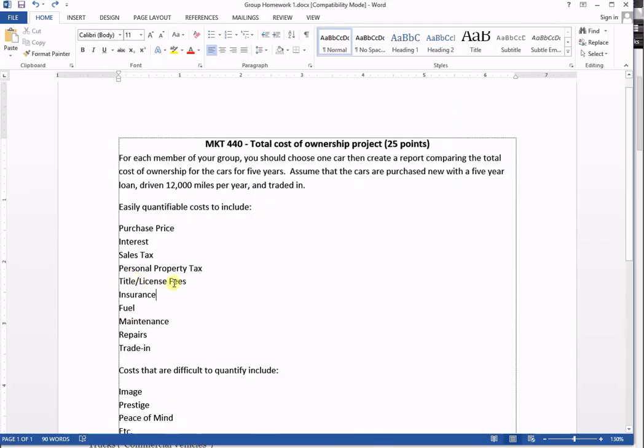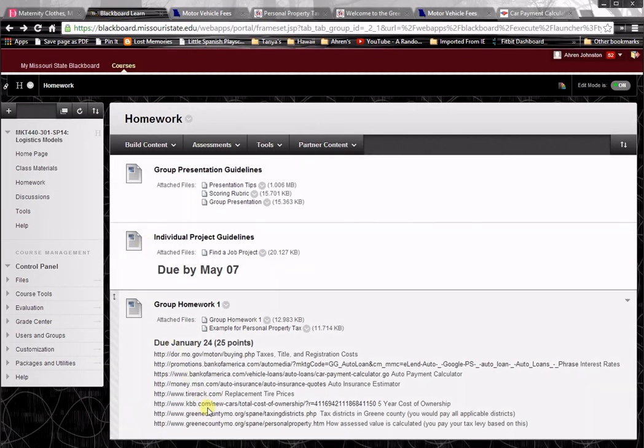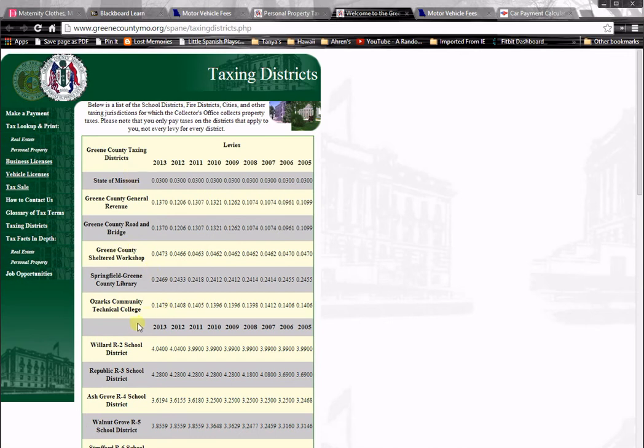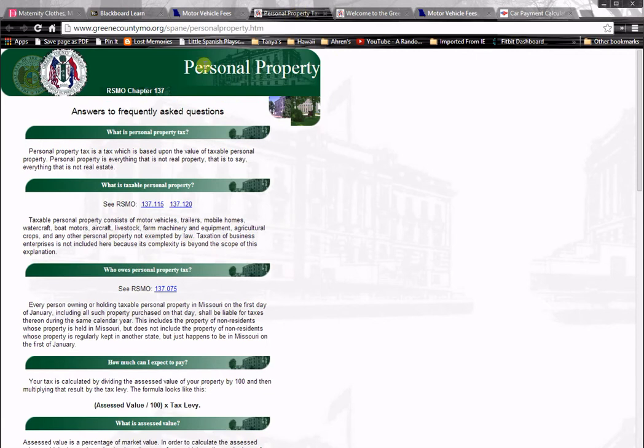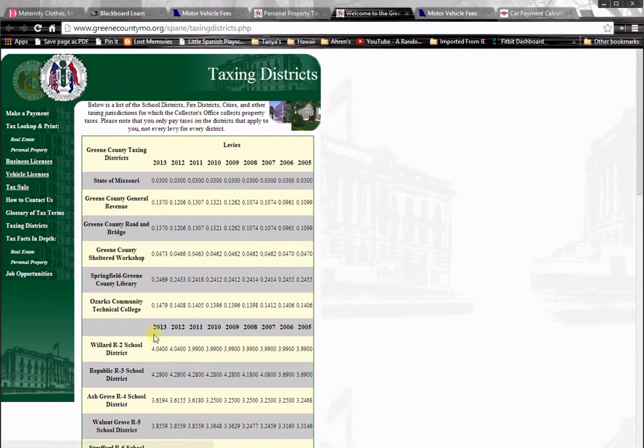Next thing to calculate is personal property tax. That one's a little bit tricky. I have 2 links on Blackboard, the last 2 links. The first one tells you the tax districts, next is personal property tax. I also have this example here just to show you taxing districts. There's a whole list. You pick all the appropriate tax districts for where you live. This other link tells you how to calculate assessed value, which is down here, says is 1/3 of market value. Divide that assessed value by 100, multiplied by the tax levy, which again is the sum of all the appropriate levies here.